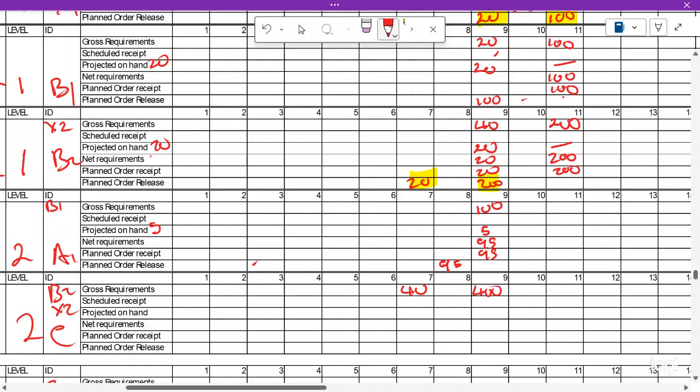I wrote something and I said something and I wrote something. All right. And we don't have anything on hand, isn't it? We have nothing on hand. Dash, dash. Then 40, 40. Still remember the weeks is 3.